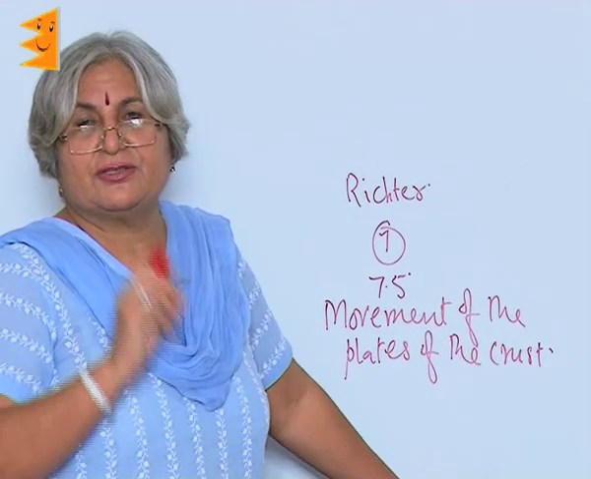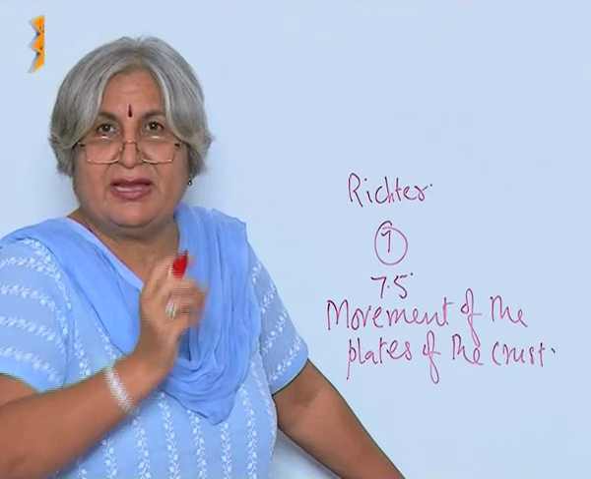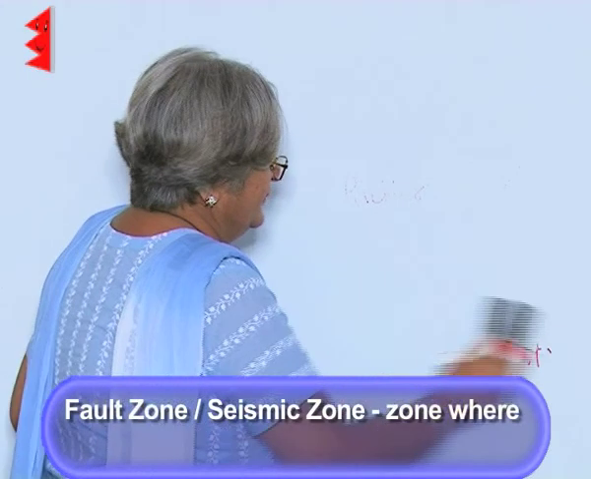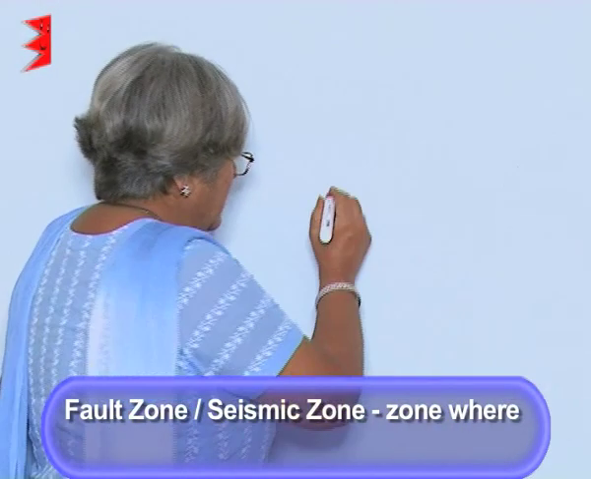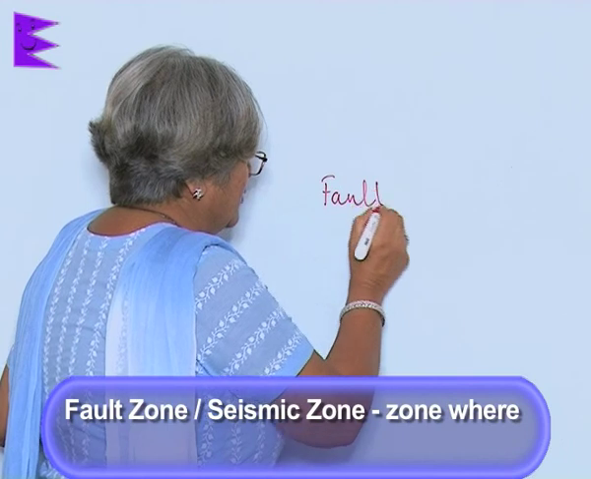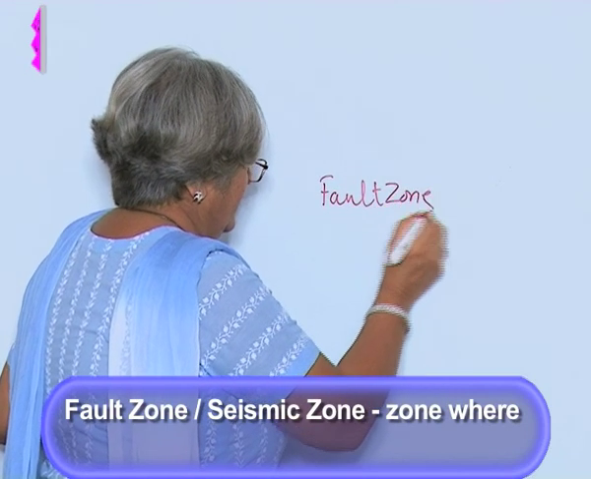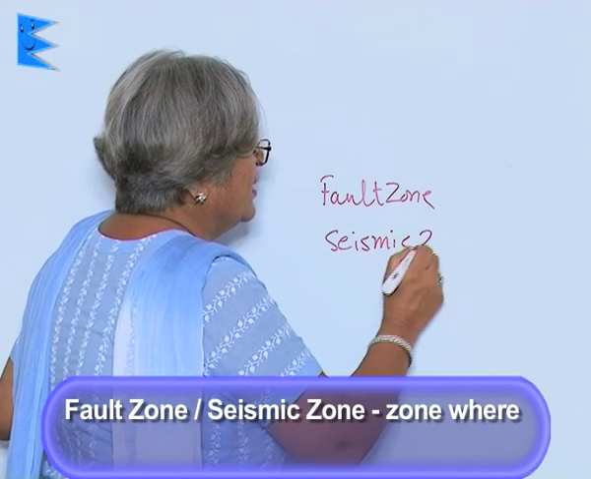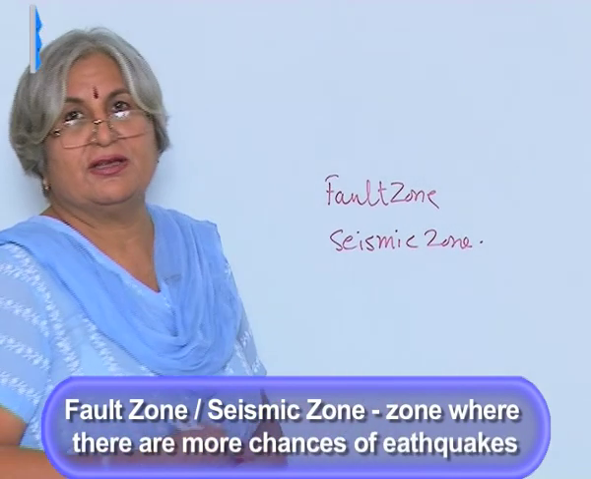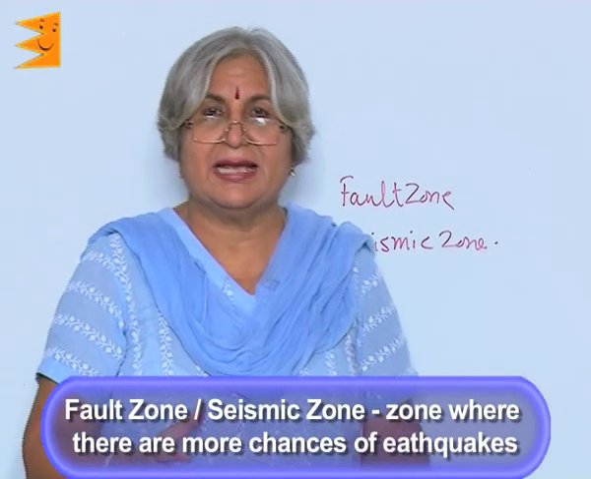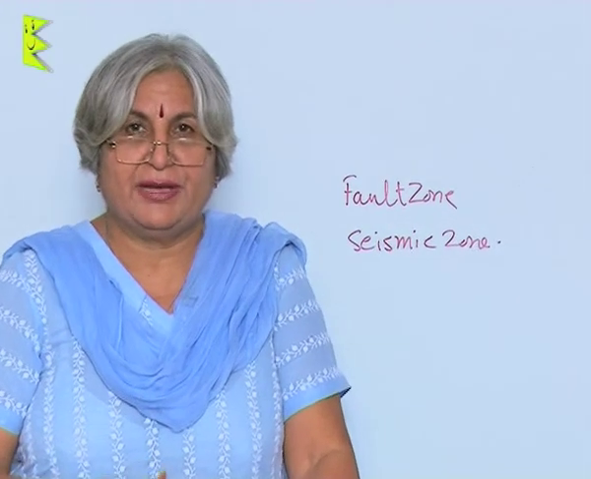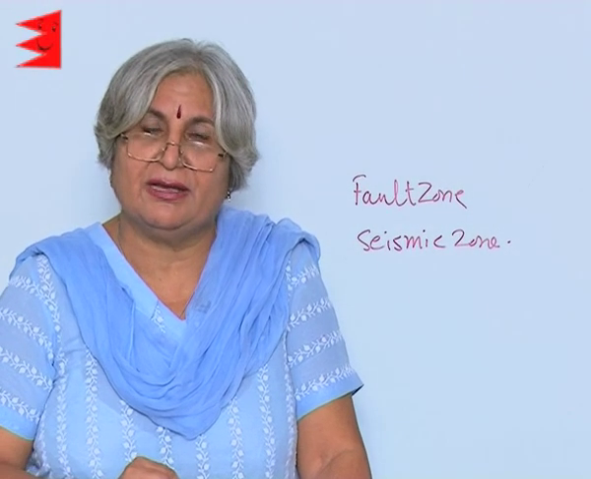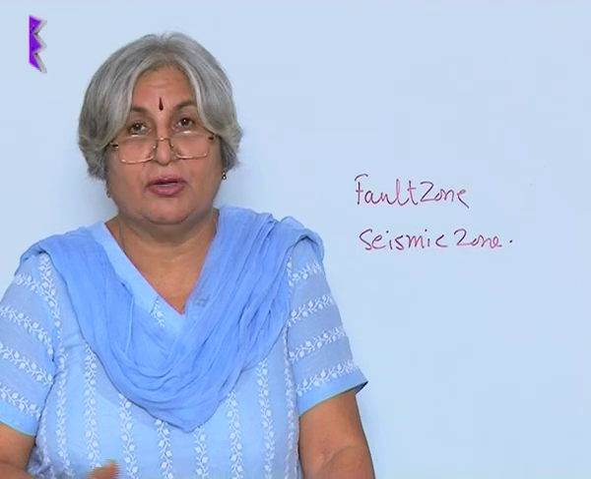So which will be the weak zones of the earth? That is where the boundaries of plates are. This is called a fault zone or the seismic zone. A seismic zone is that zone where there are more chances of earthquake. In India itself, the Rann of Kutch, Kashmir, Central and Western Himalayas, Rajasthan and even some parts of South India are seismic.